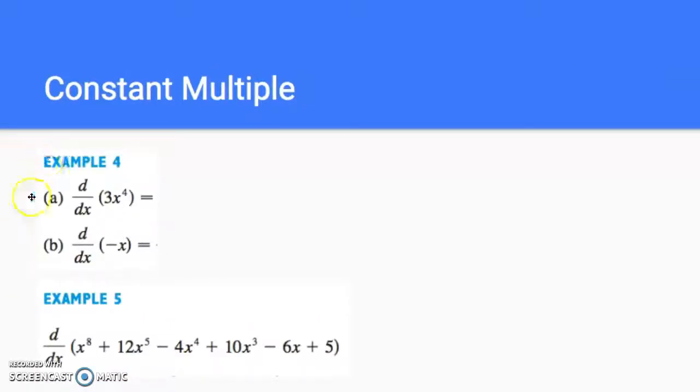In examples 4 and 5, we've got examples of having a number in front, a constant. So here there's a constant of 3 that you can bring in front. Here there's a constant of -1 you can bring in front. And then here you've got an example of where you're adding multiple functions together, making this a polynomial. So let's do these together.